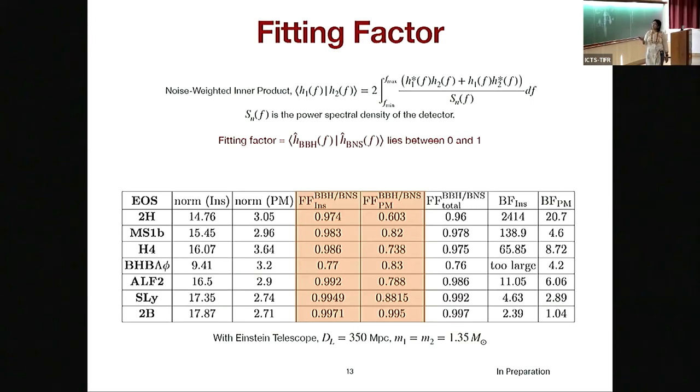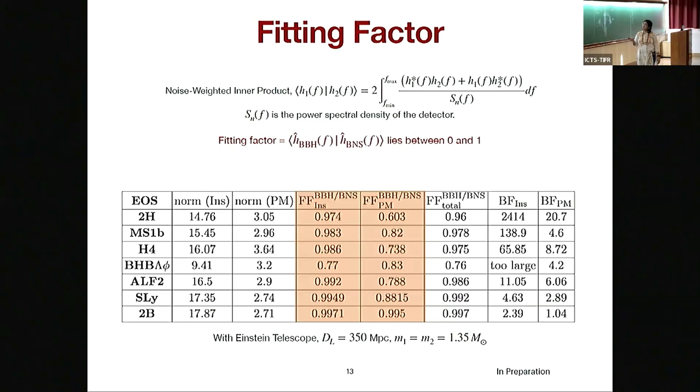But if we look at the post-merger, the inspiral phase is done from 0 Hertz to 1500 Hertz, and the post-merger is done from 1500 to 4000 Hertz. Because after 4000, the detector PSD is so high that it doesn't matter if you are integrating from 4000 to 10,000.